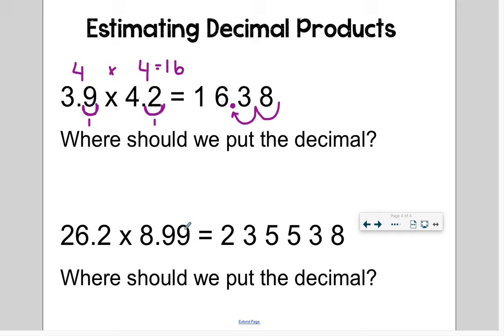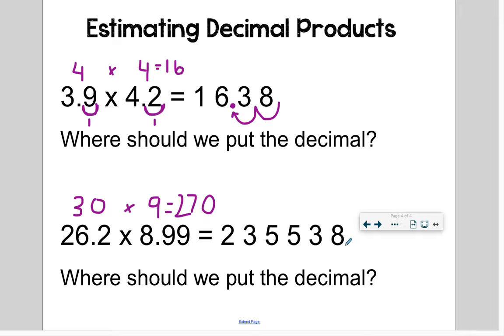For this second problem, 26 and 2/10 is close to 30. 8 and 99 hundredths is close to 9. 30 times 9, 3 times 9 is 27. Add a 0, 270. We need to put the decimal in the correct spot to make it close to 270.